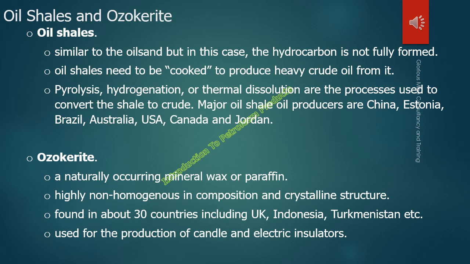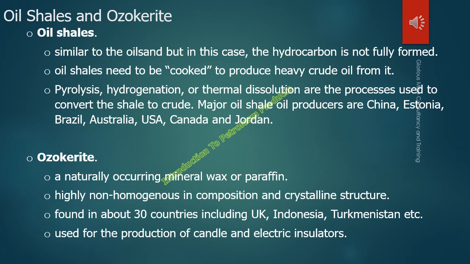The oil shales need to be cooked to produce heavy crude oil from it. The cooking will complete the decomposition of the kerogen to form oil. Methods for conversion include pyrolysis, hydrogenation, or thermal dissolution; these are the processes used to convert the shale to crude. Major shale oil producing countries are China, Estonia, Brazil, Australia, USA, Canada and Jordan.